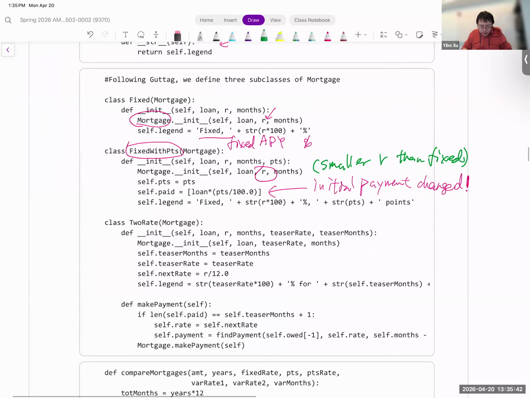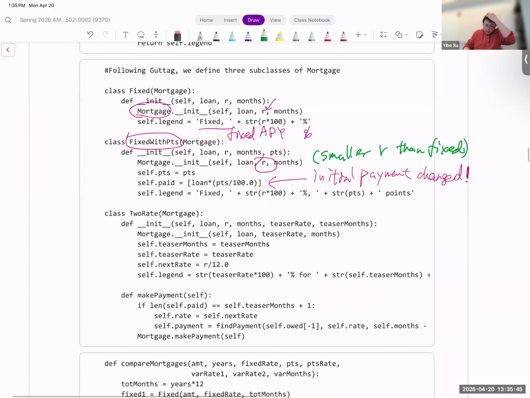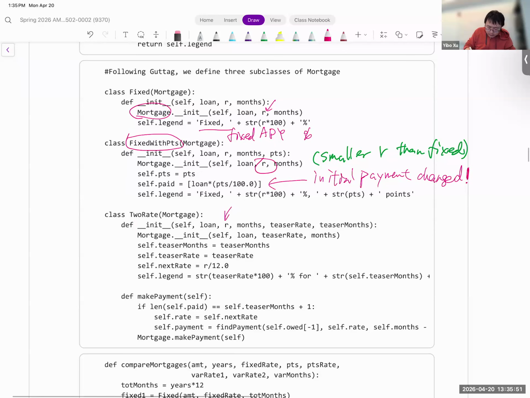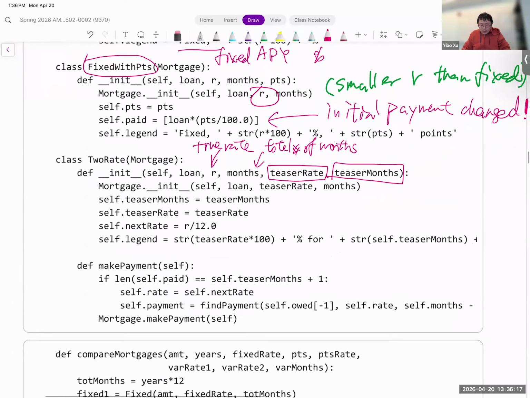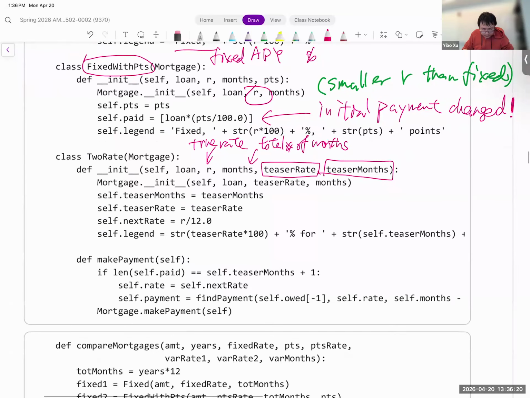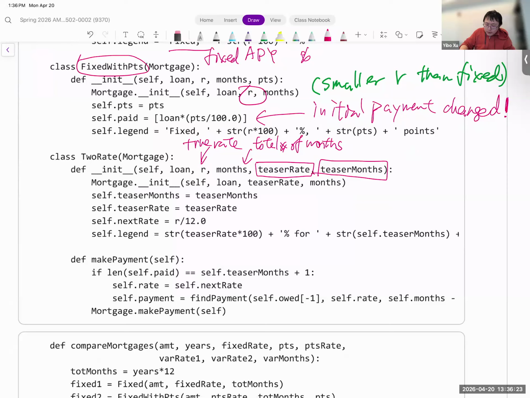A little bit more challenging is the two rate. So now we have a teaser rate and a teaser period. This is, I would say, the true rate, and that's still going to be my total number of months. Here, this is the teaser rate at the beginning, and here this is the teaser months at the beginning. So what's interesting here is that the monthly payment is going to be calculated in two different ways.